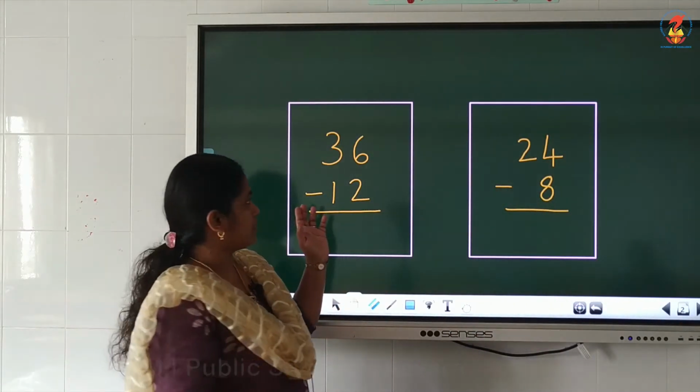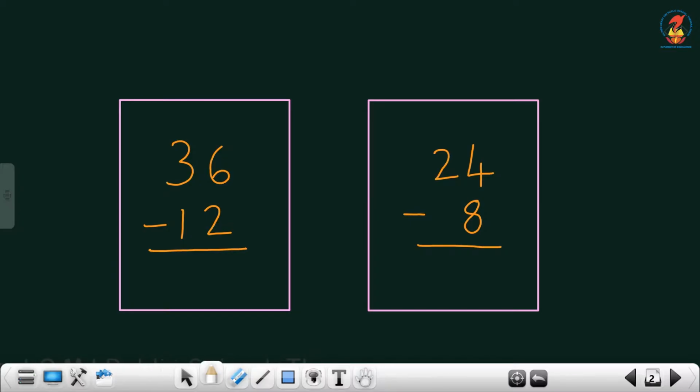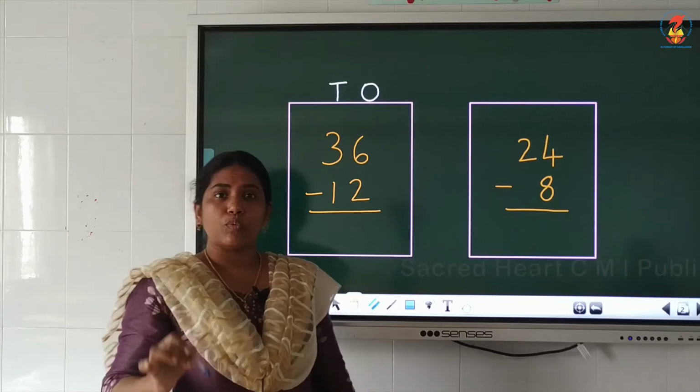Children, look at the first question. What is this number? 36 minus 12. We want to subtract 12 from 36. All of you know how we will subtract. First, we will write the place values, ones, tens. Now, we will always start doing the questions from the ones place.